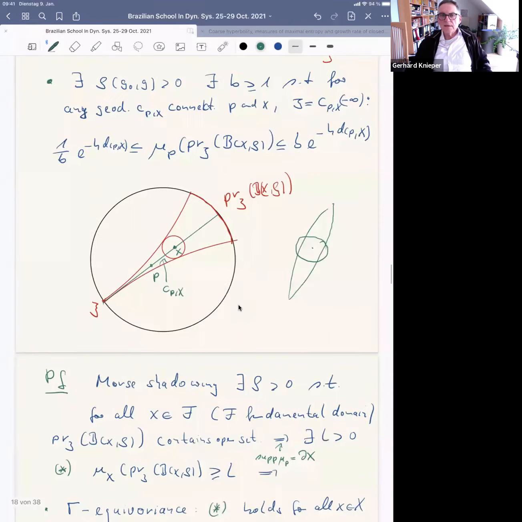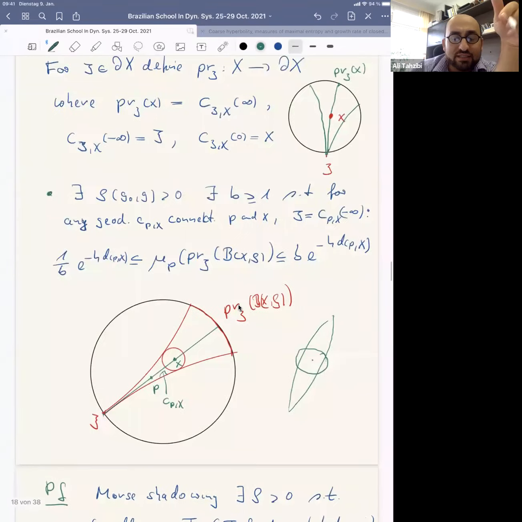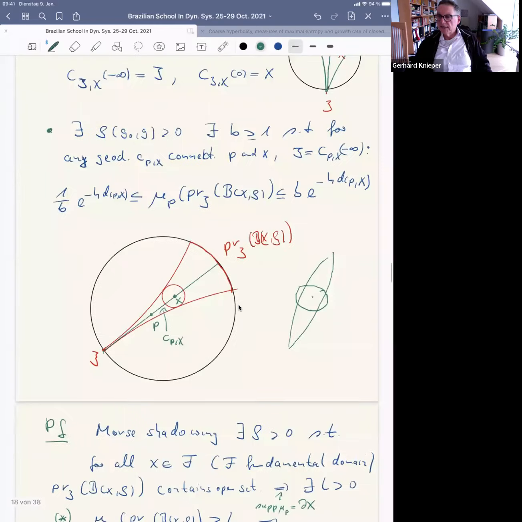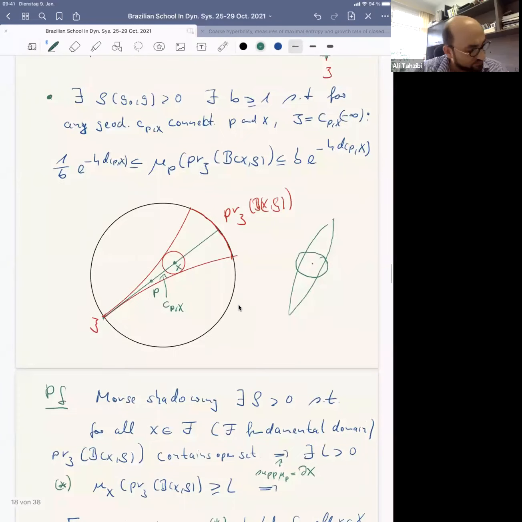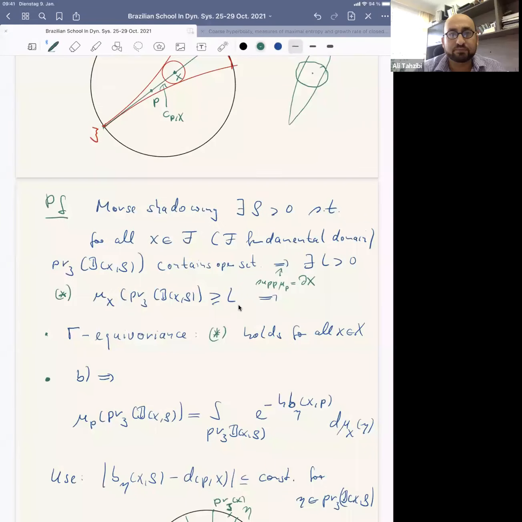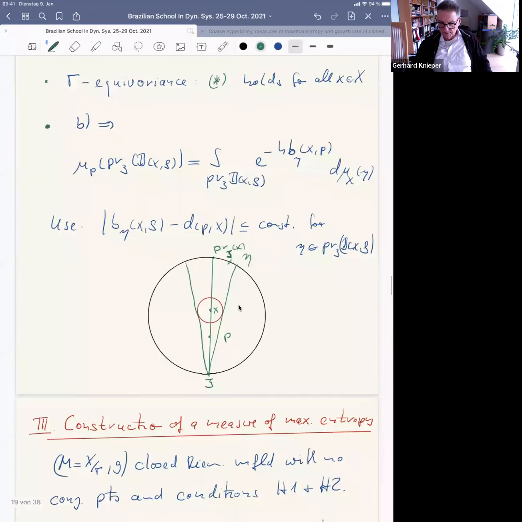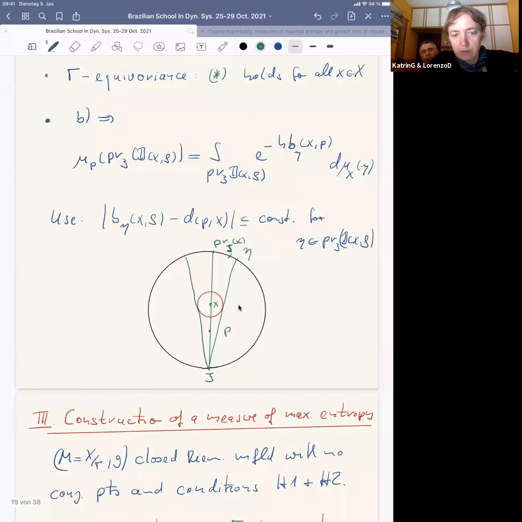So whatever. I'm sorry. In this last step, you use just continuity of the Busemann function. I use some continuity. Yes. Just continuity. Yeah. I use continuity. Otherwise, it would not work. So I use continuity.